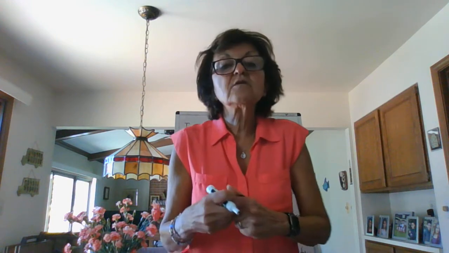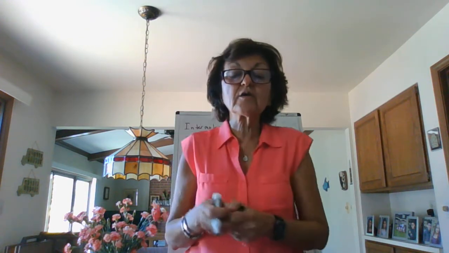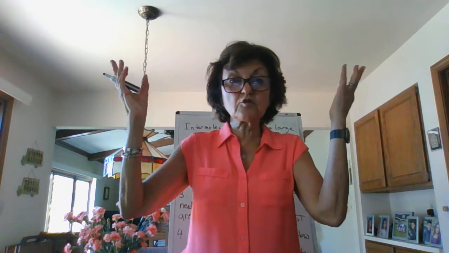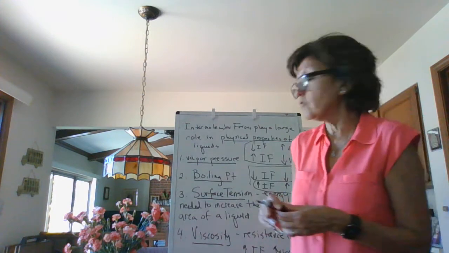Okay, so lots of attractions means very low vapor pressure, very high boiling point. Not a lot of attractions, like something that just has London forces, not dipole-dipole and hydrogen bonds, is going to have a really high vapor pressure. It's going to be super volatile. It's going to end up having a very low boiling point. Okay, what are the other two?